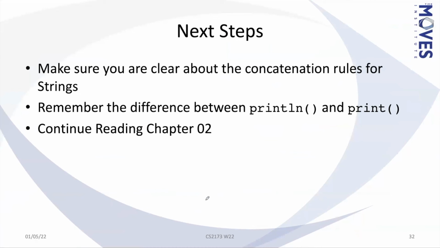A couple of next steps. Just make sure that you're clear about the concatenation rules for strings, especially when they use other values. The difference between print line and print, the various escape characters. Again, the main ones that are useful are the tab and the new line, which you've probably encountered as well. So keep reading chapter 2.